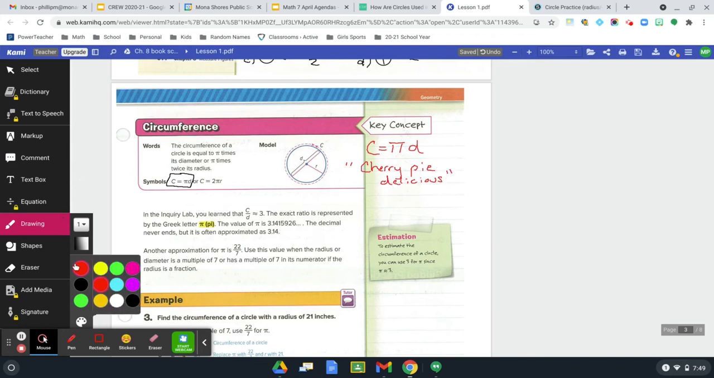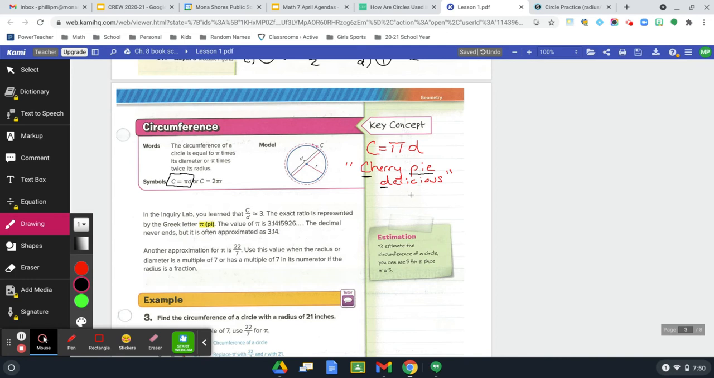So the C in cherry represents the C for circumference. The pi, as in pie you would eat, represents the pi Greek symbol in the formula. D in delicious represents D for diameter. I've had students in the past say, well, cherry pie is not delicious. And I've said, fine. If you don't want to say cherry pie delicious, you could say cherry pie disgusting because it still starts with a D.